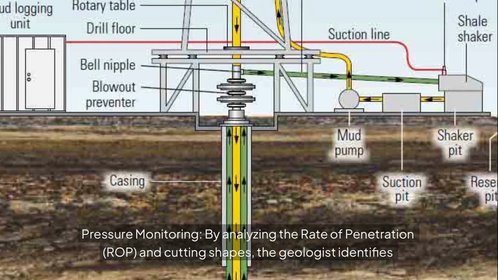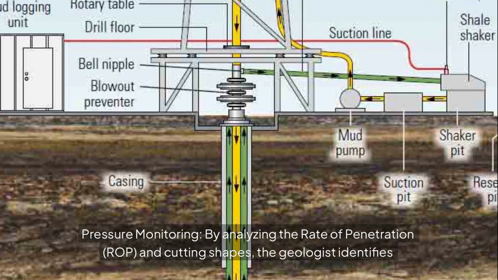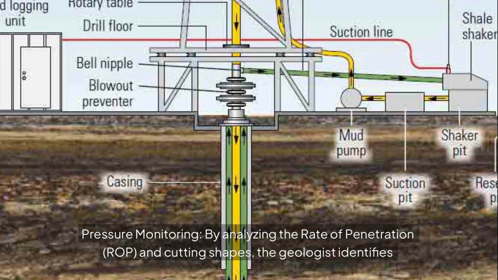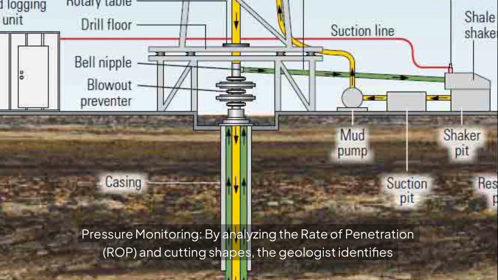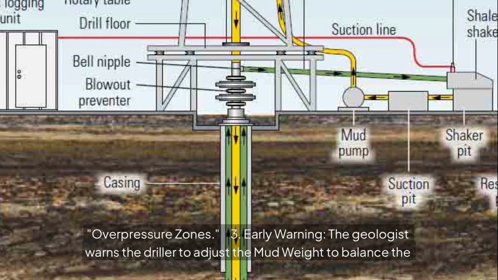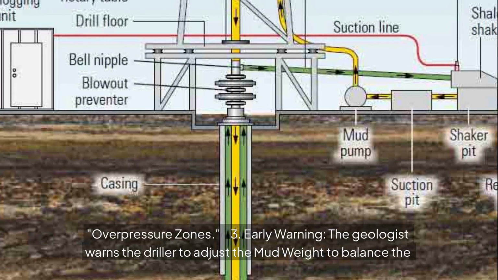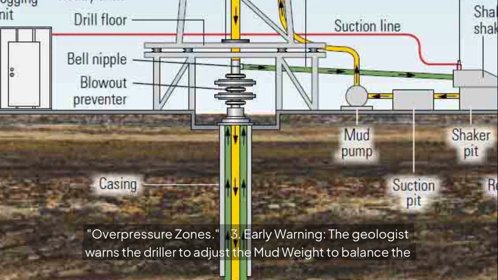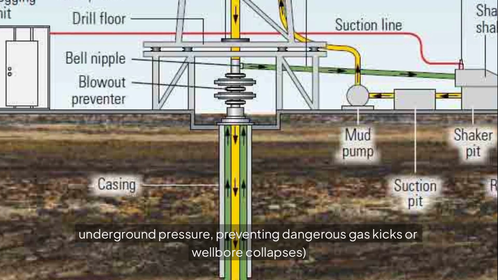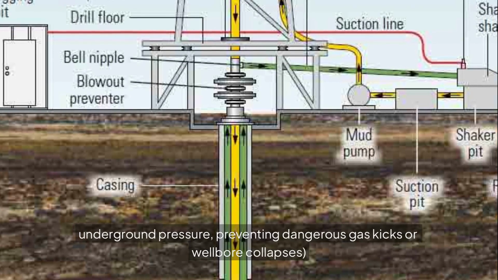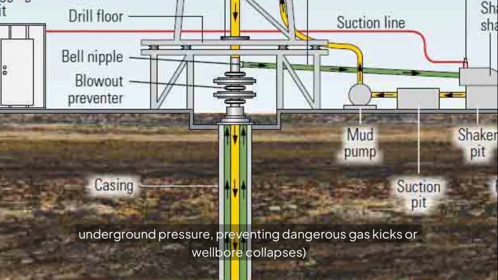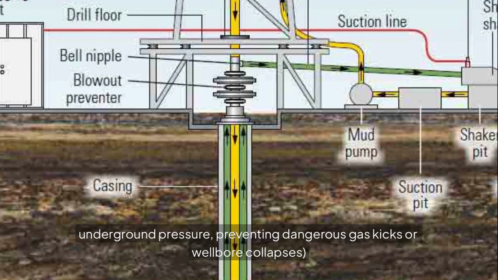2. Pressure monitoring. By analyzing the rate of penetration, ROP, and cutting shapes, the geologist identifies overpressure zones. 3. Early warning. The geologist warns the driller to adjust the mud weight to balance the underground pressure, preventing dangerous gas kicks or wellbore collapses.